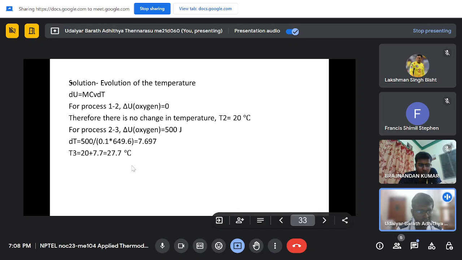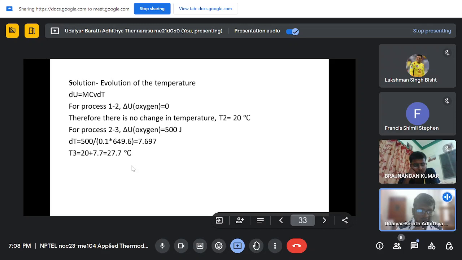That is also a reversible process, and so there will be no friction, nothing for it to cause any heat or rise in temperature of the oxygen. In process 2-3, what's happening is you have oxygen, and its internal energy has risen by 500 joules. So this rise in internal energy will cause an increase in temperature as well.